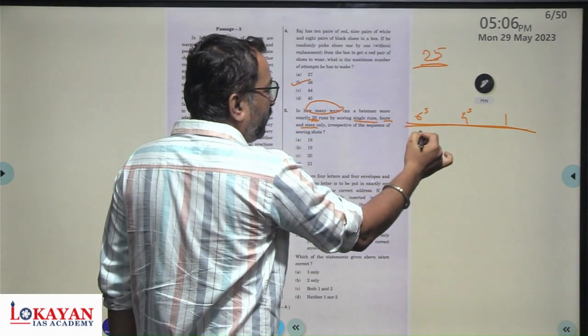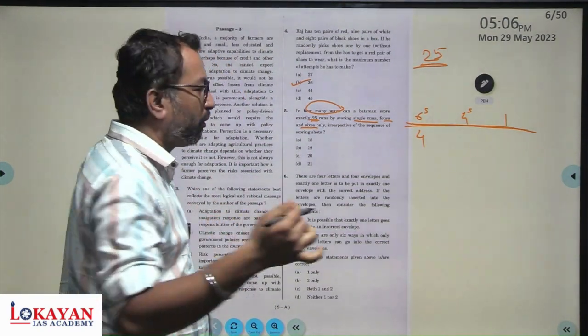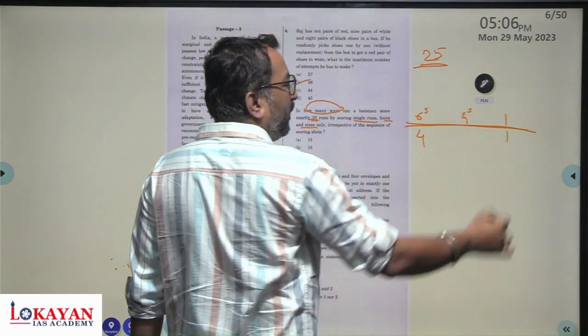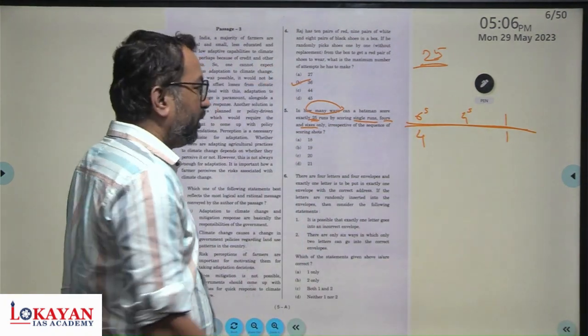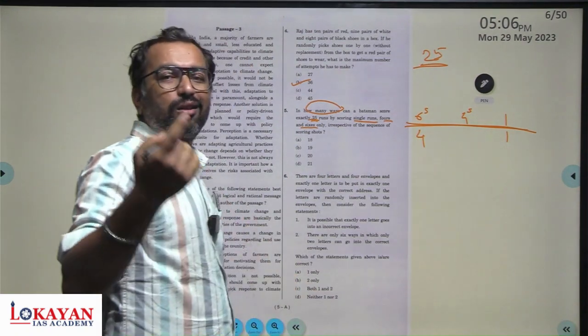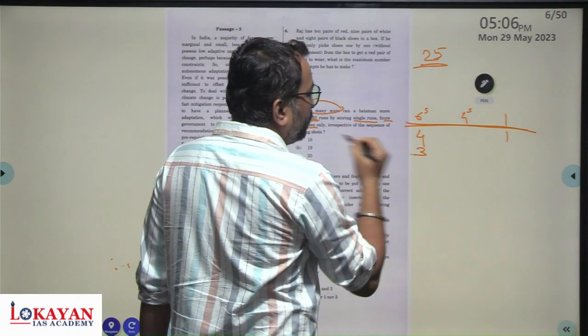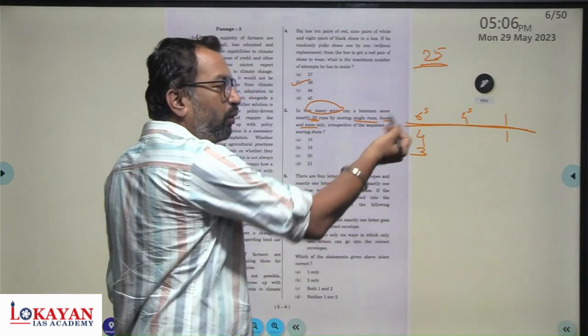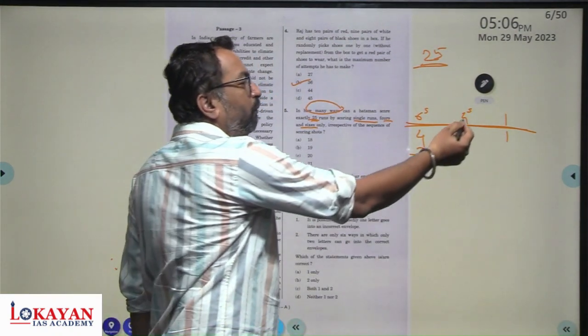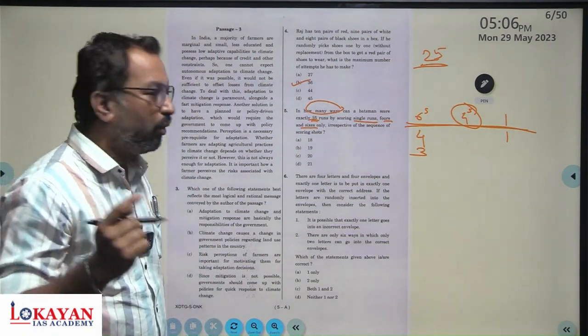Suppose he hits 4 sixes. 4 sixes means how many runs? 24 runs. So only 1 run is remaining. When he hits 4 sixes, there is only one possibility: he will score 1 single. Now he hits 3 sixes. When he hits 4 sixes, there will be no shot of 4, no scoring shot of 4 runs.